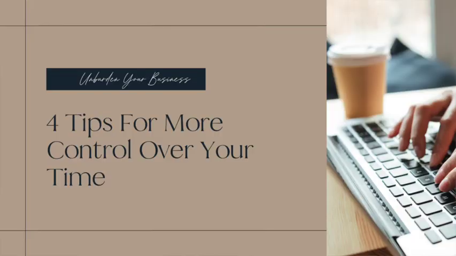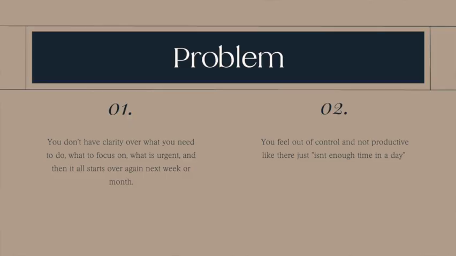Today we're going to be going over the 4 tips for more control over your time. Tell me if this sounds like you. First problem you have is you don't have clarity over what you need to do, what to focus on, what is urgent, and then it all starts over again the next day, the next week, or the next month. And second, you feel out of control and not productive, like there just isn't enough time in the day. Tell me in the comments if this sounds like you.